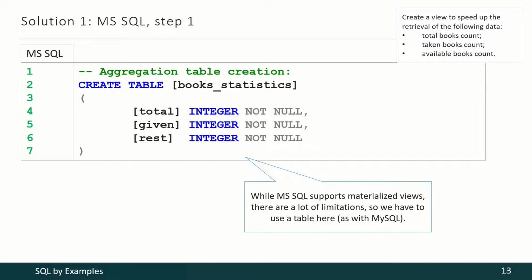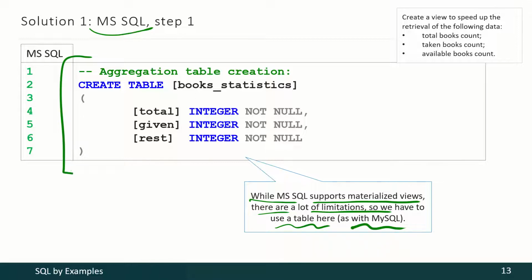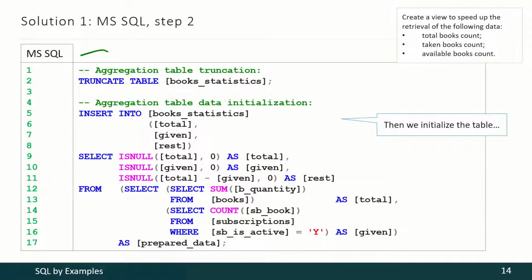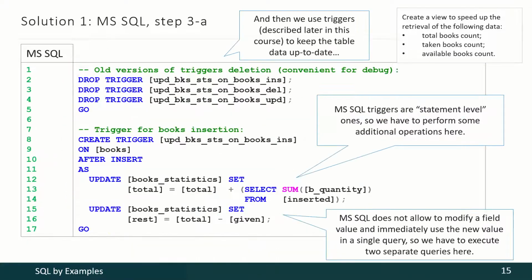Now let's proceed with Microsoft SQL Server. Yes, this DBMS supports materialized views, but there are a lot of limitations, so we have to use caching tables here, as with MySQL. So here's our table for statistics about total books count, about given books count, and available books count. As with MySQL, first we have to truncate the table, and then we have to fill this table with initial data. Then we use the same approach as with MySQL.